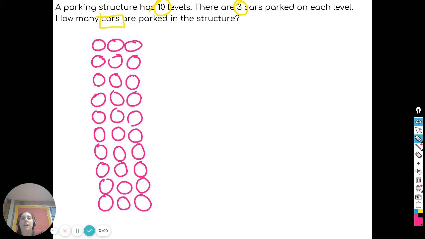The question is, how many cars are parked in the structure? Okay. Well, let's go ahead and start with our equation. Right now we have 10 rows, so 10 rows of 3. So we ended up with a multiplication equation because we have an array and we don't know our total. And when our total is the unknown, we know that we're looking for a multiplication equation. So there's 10 rows of 3, and we're going to skip count by 3s to solve.